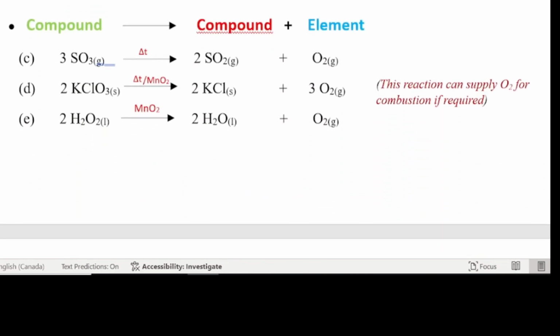Here you have a compound and you're given an element. Again, you can break this up. It's easy to follow here. This one is interesting. It's potassium chlorate. You get potassium chloride and oxygen, and it is catalyzed by heat and manganese dioxide.